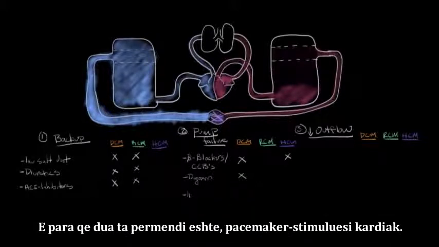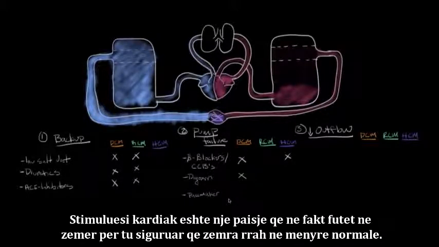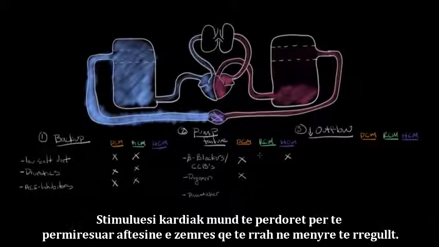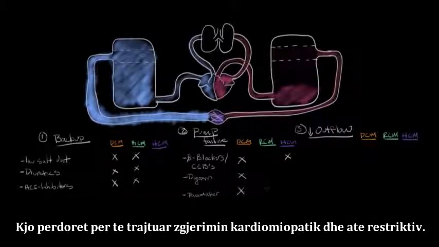And the first one I want to mention is a pacemaker. So a pacemaker is a device that is actually implanted into the heart to make sure that the heart beats regularly. In dilated cardiomyopathy and restrictive cardiomyopathy, the disease can become so severe that the conduction pathways that cause the heart to beat regularly can become dysfunctional, and so a pacemaker can be used to improve the heart's ability to beat on a regular basis. So that's used to treat dilated cardiomyopathy and restrictive cardiomyopathy.